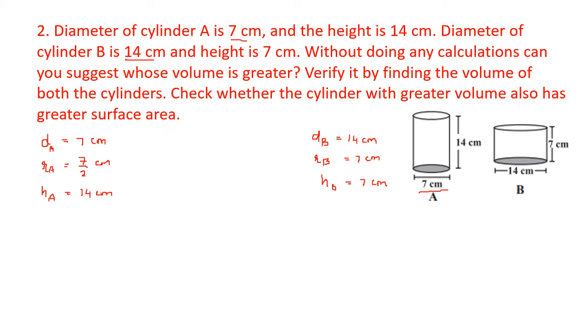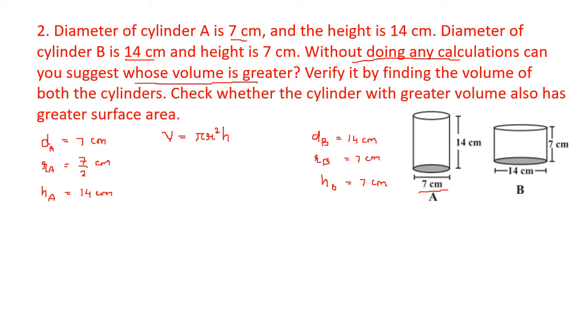Now without doing any calculations, can you suggest whose volume is greater? So this is just a mental theoretical question without doing any calculations. Can you suggest whose volume is greater? So first you suggest and then we'll verify by finding the volume of both. Now, how do we do that? So, we'll first recall the volume of the cylinder is given by pi r square h.